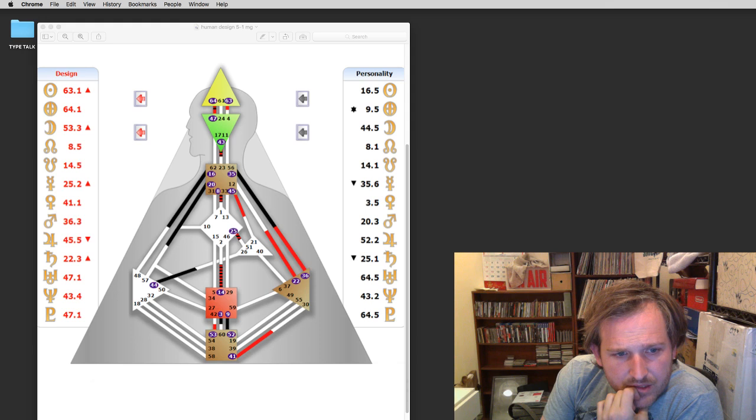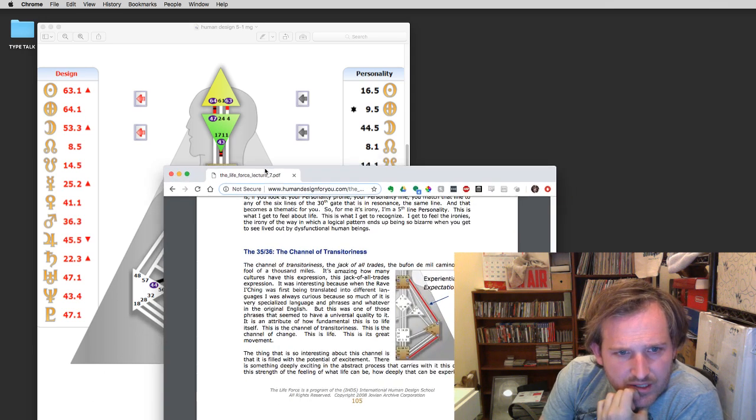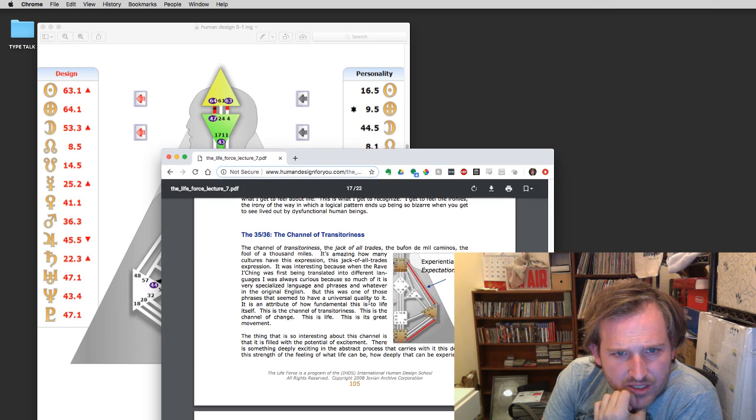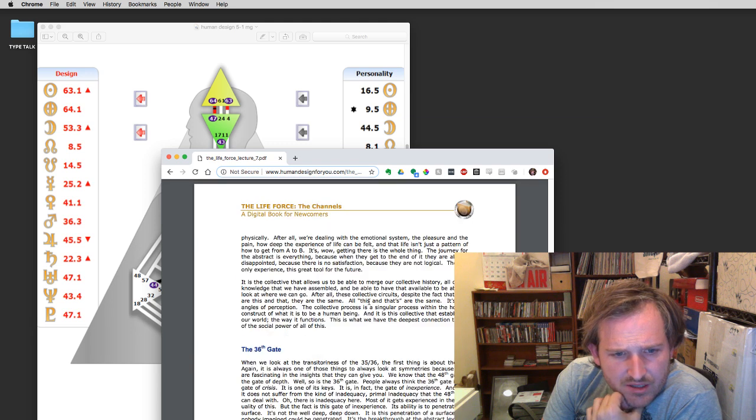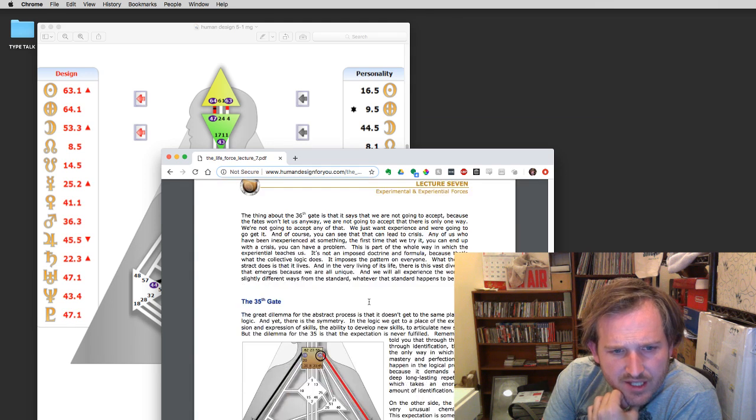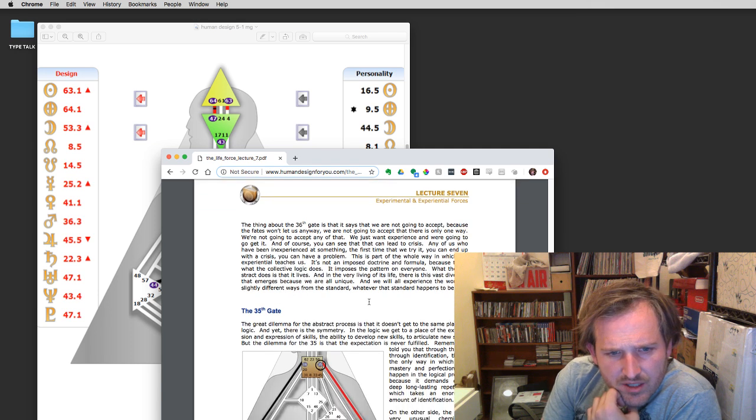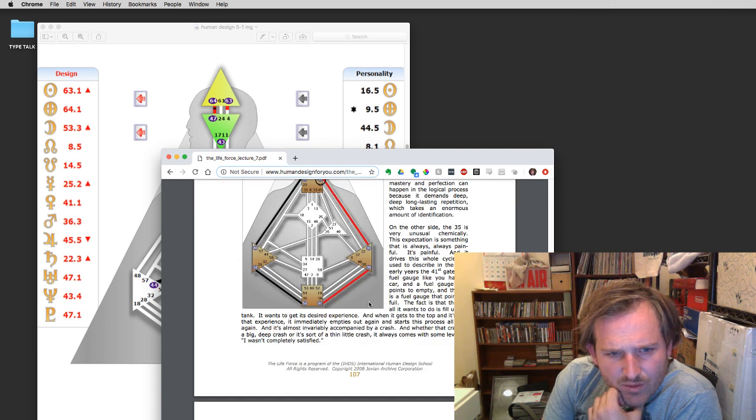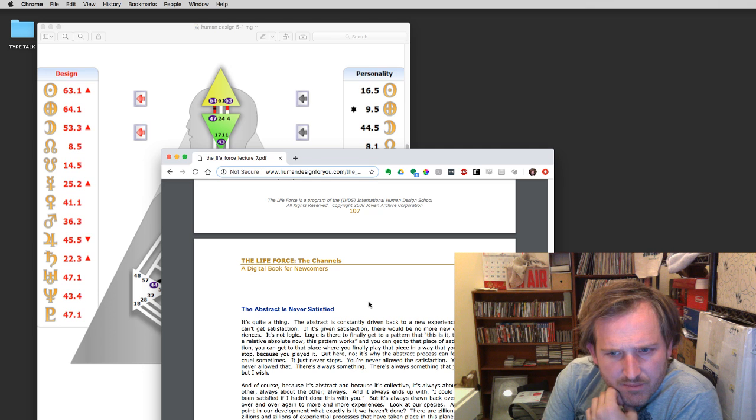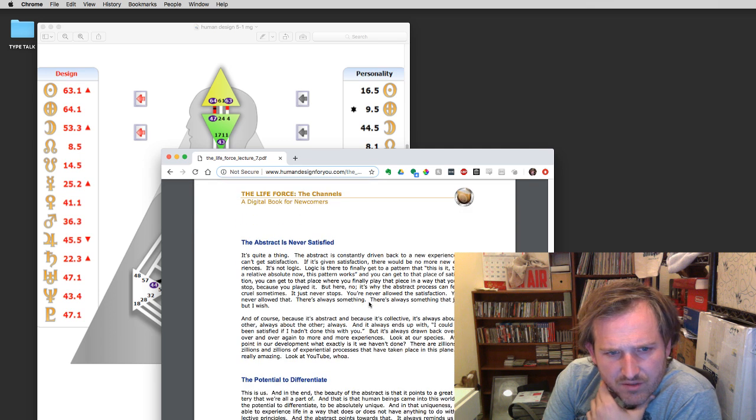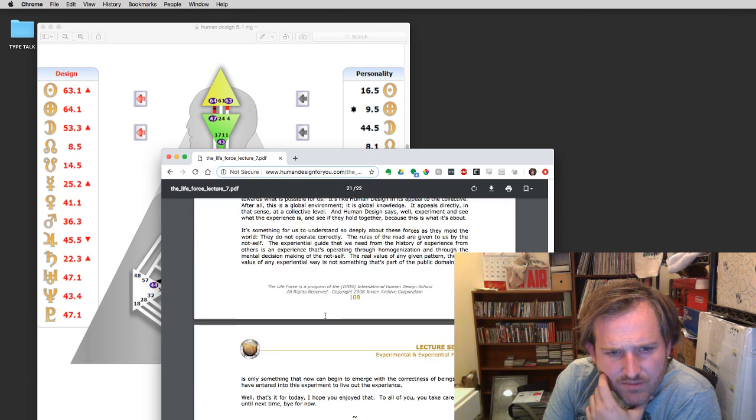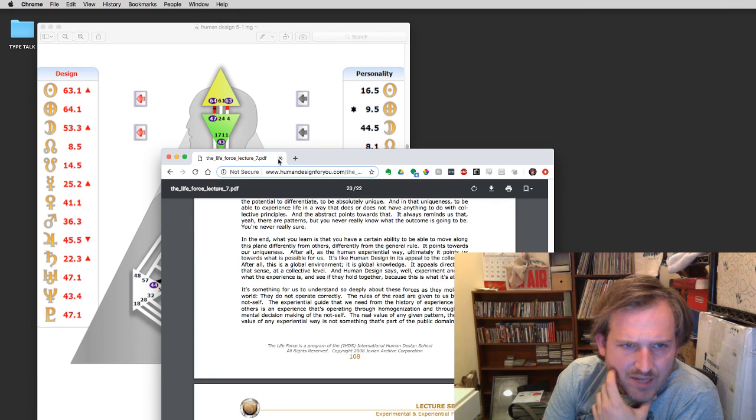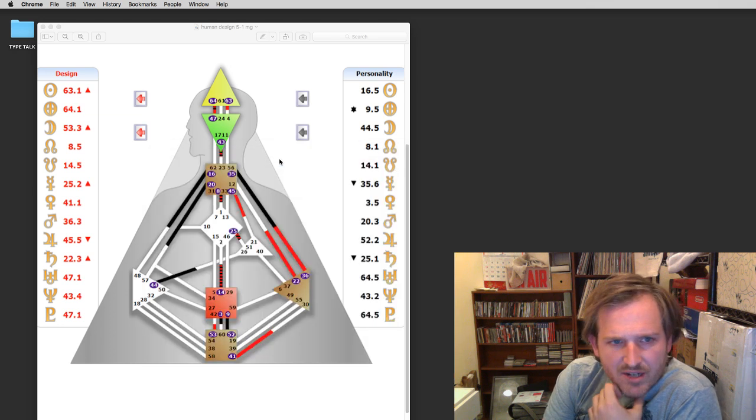Yeah. So, oh yeah, and I didn't really talk too much about the channel of transitoriness. But you can look these up if you're interested in learning more about the gates. I think the gates and the channels are pretty cool, pretty powerful. They can get overwhelming because there's so many. But I do love the circuitry, how circuitry works. Circuitry is whether something's abstract, or whether it's logical, or whether it's tribal or individual, and so on.